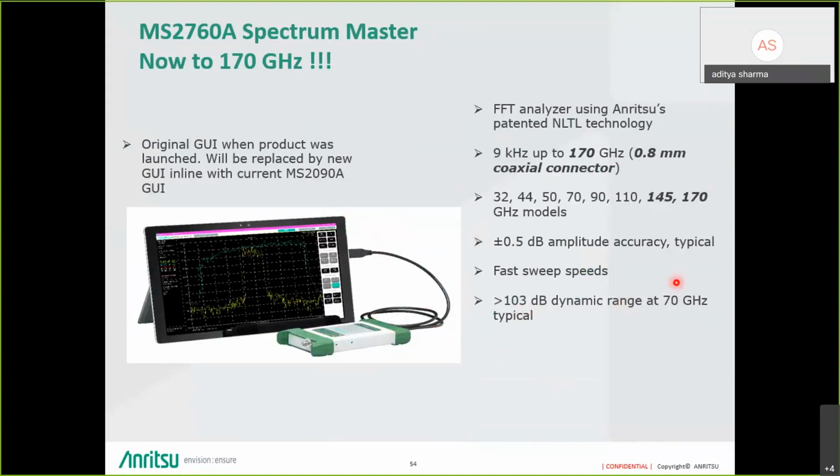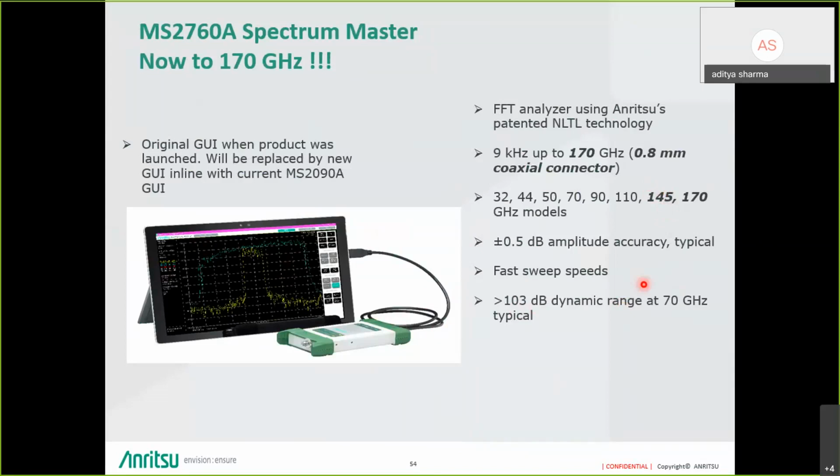It starts from, like I said, 9 kilohertz and goes to 170 gigahertz. For 170 gigahertz, we are using 0.8 coaxial connectors. The frequency bands are 32, 44, 50, 70, 90, 110, 145, 170 gigahertz models. If I talk about the amplitude accuracy, it is 0.5 dB, which is good. It has a very fast sweeping speed. It's a single sweep speed, right? Single sweeping up to 170.